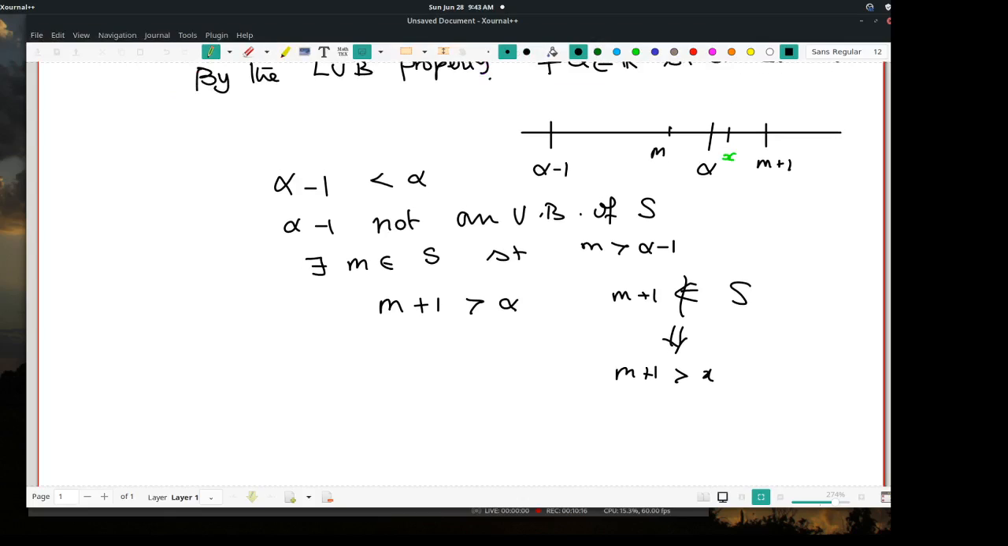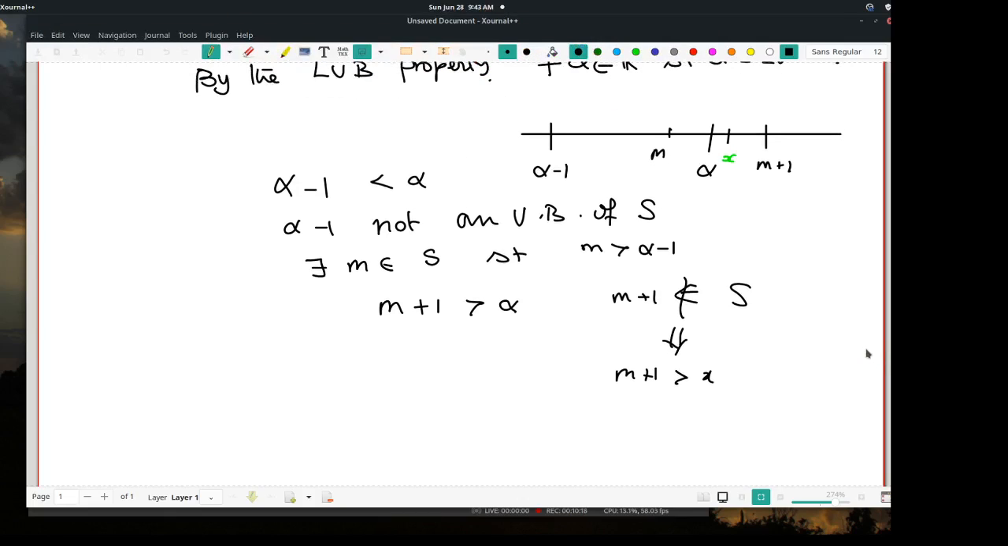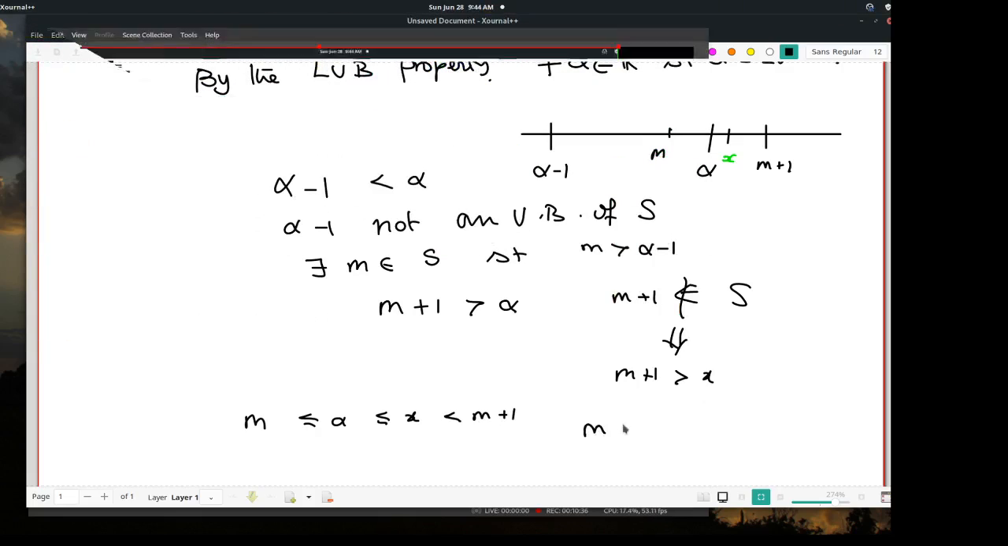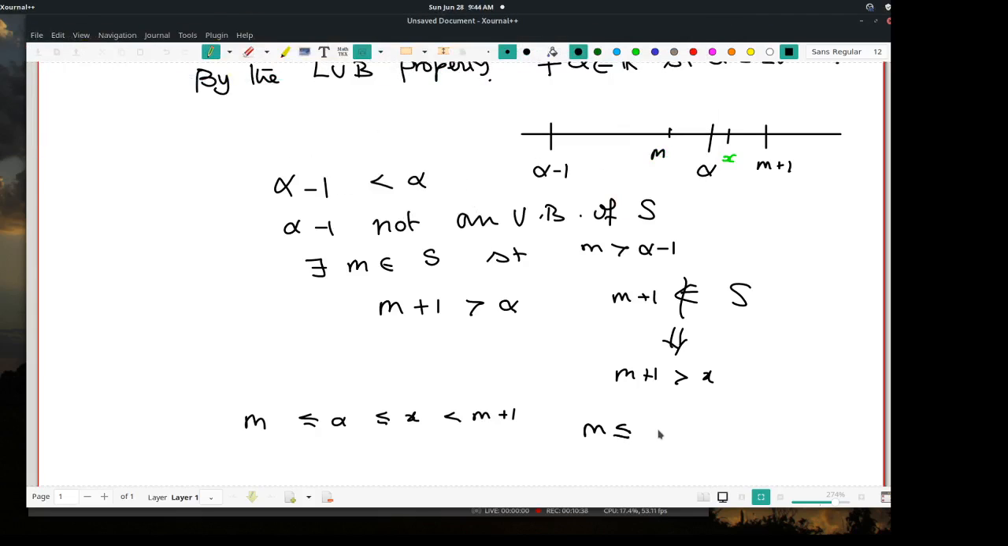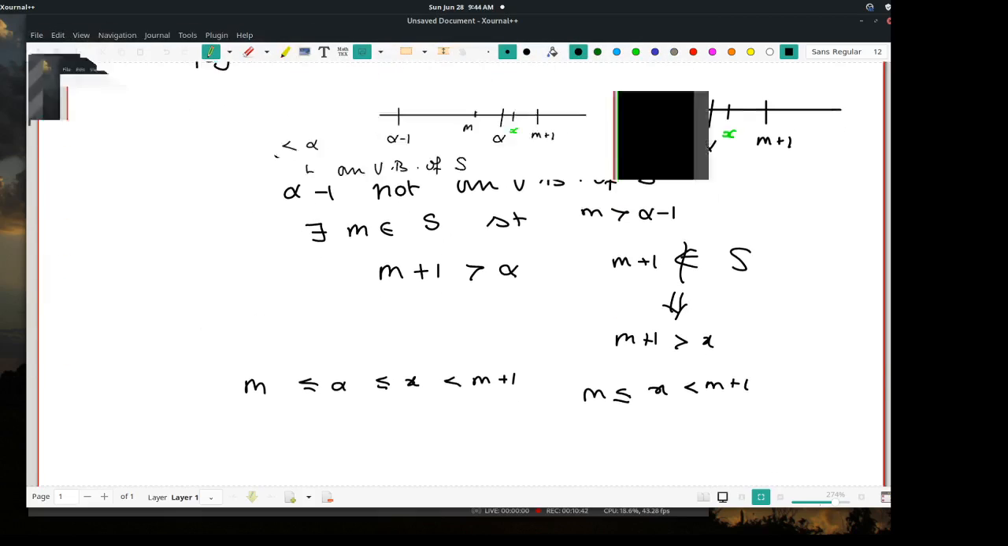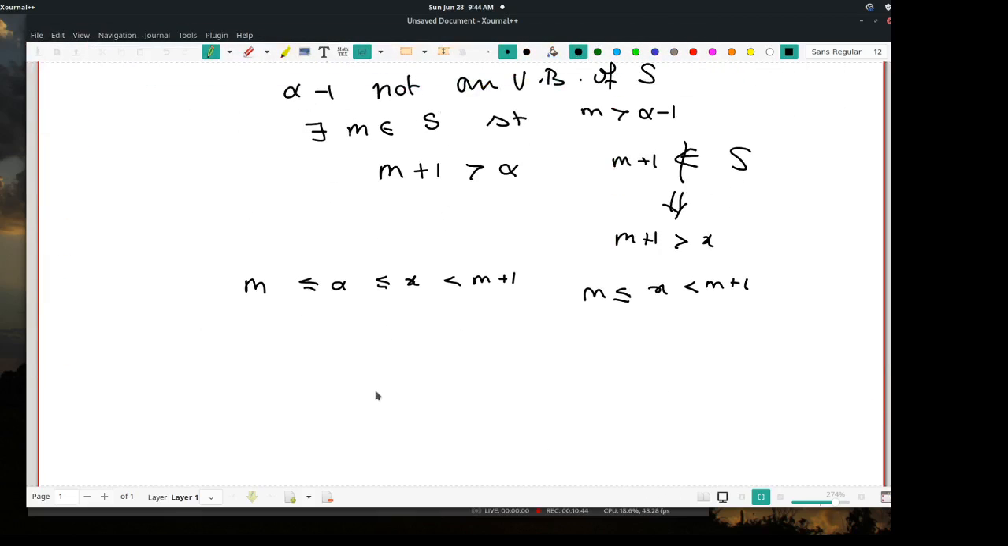Are you following? So what do you think I have proved? Now notice that I have proved M is less than or equal to alpha because alpha is an upper bound, but alpha is less than or equal to X because alpha is the least upper bound and X is an upper bound, but then X is less than M plus 1. So I have proved M is less than or equal to X but X is strictly less than M plus 1. Is that proof okay? Right. So I have proved the existence. Next is uniqueness.